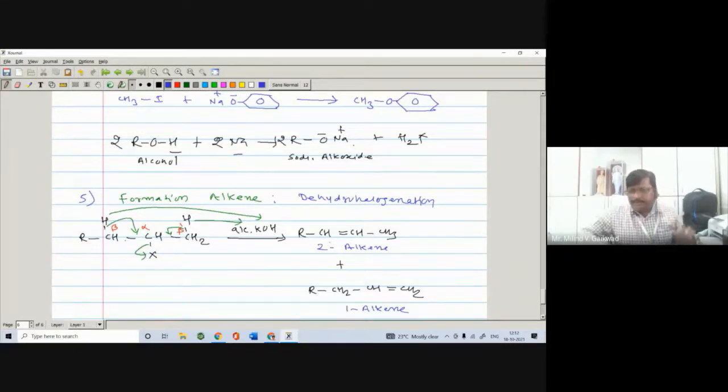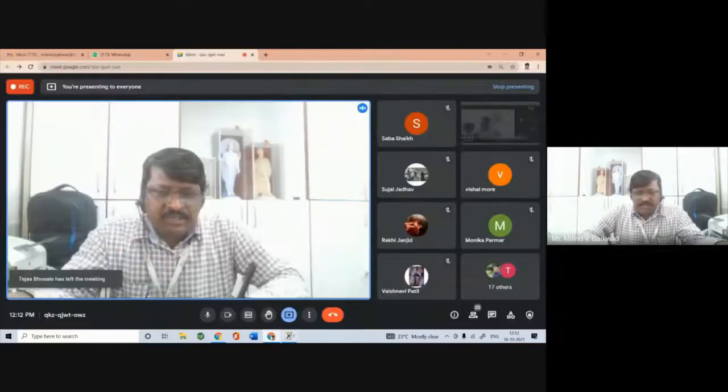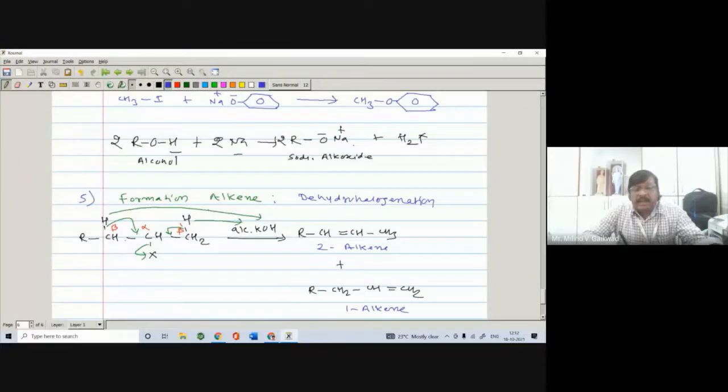So here we have taken the alkyl halide, and we have seen that there is a formation of the corresponding product, right? Here, as there is a removal of hydrogen and halogen, it is called a dehydrohalogenation reaction, right? Now the question arises: which is the major compound and which is the minor compound?